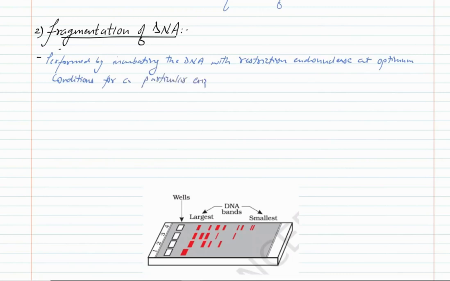Each restriction endonuclease will require a different temperature and a different pH for its optimum action. We already know the temperature and condition requirements for various endonucleases by experimental means. So whatever type of endonuclease we are using, we will incubate the DNA with that endonuclease at the optimum conditions required for it. After the addition of restriction endonuclease, the DNA, which is present as a long molecule, will be fragmented into a number of smaller fragments.